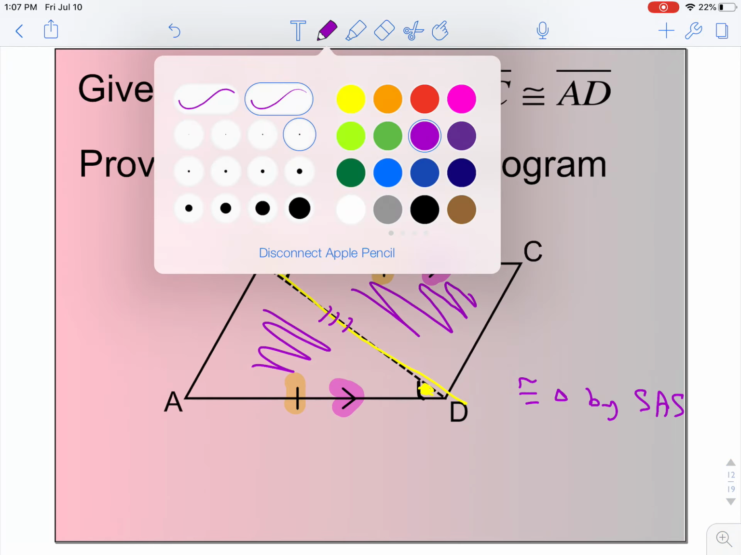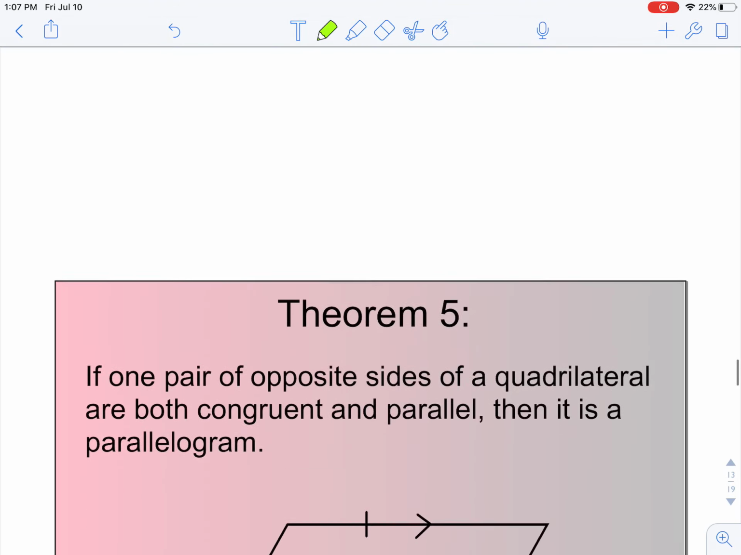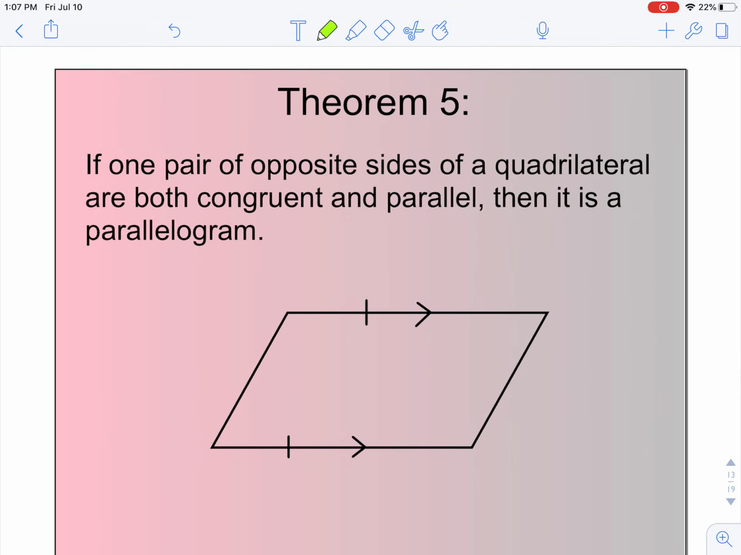And once you have congruent triangles, now you could also show that their other corresponding angles are congruent. So this angle right here and this angle right here are corresponding and congruent. And again, if you have alternate interior angles, now we can show that these two are also parallel. So kind of similar to what we did. And I'll put in the notes a little bit more detailed information on that proof.